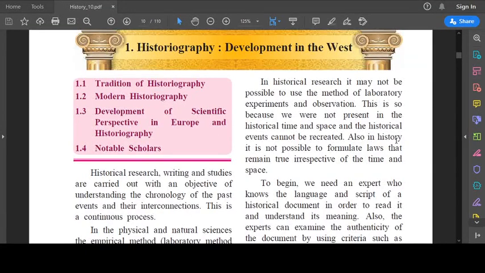Standard 10th, Chapter 1, Historiography, Development in the West. Dear students, today I am going to give you the markings of the question answers of Chapter 1. So I want you all to have a pen and be ready with your textbooks. We'll go to page number 6.